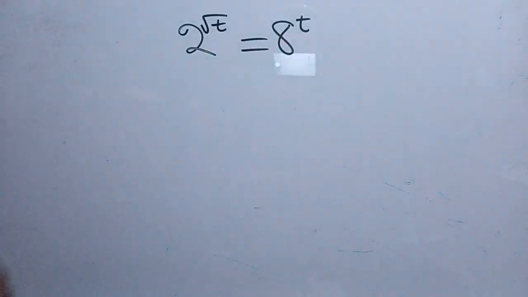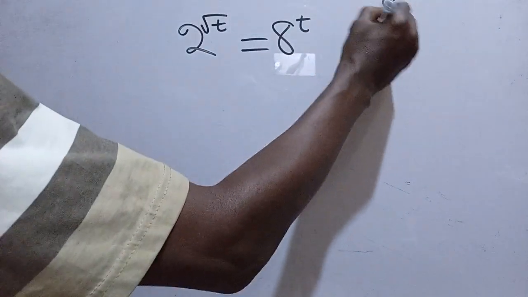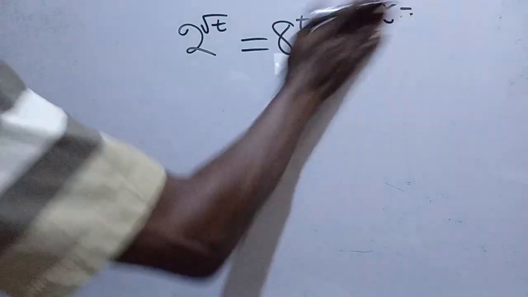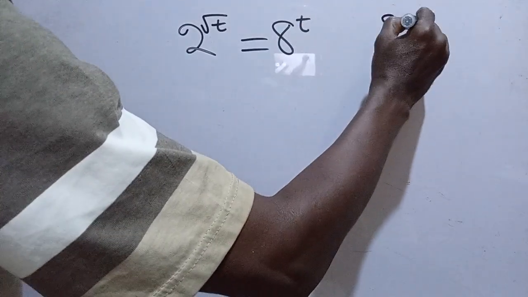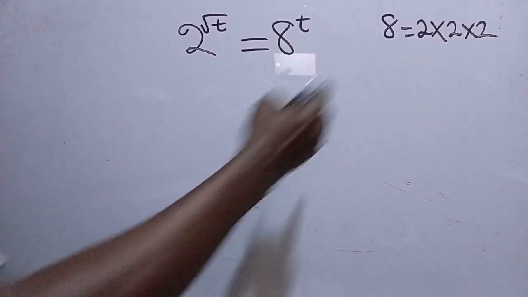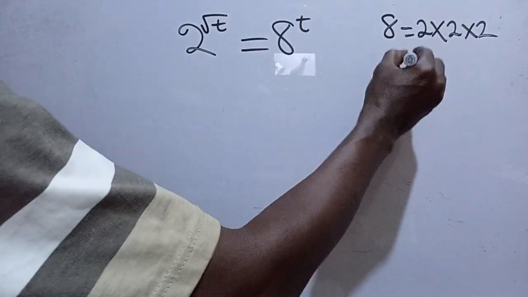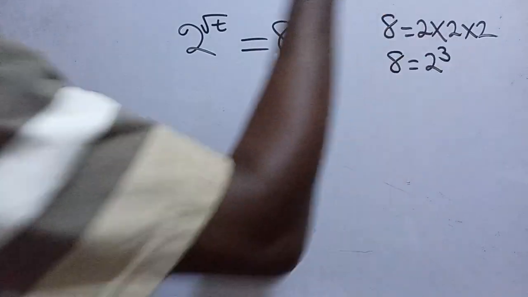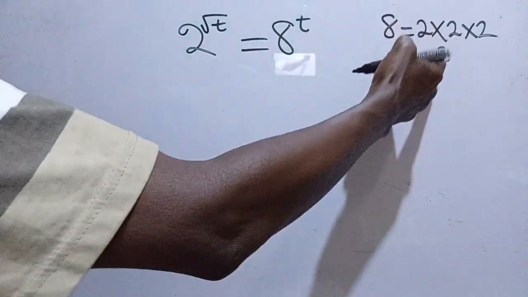So to break 8 in the multiples of 2, we can say 8 is equal to 2 times 2 times 2. So 8 is equal to 2 times 2 times 2, which means 8 will be written as 2 raised to power 3, because 2 in 3 places will give us 8.